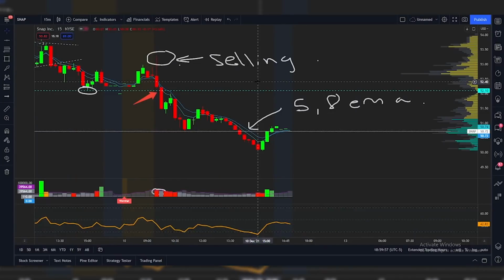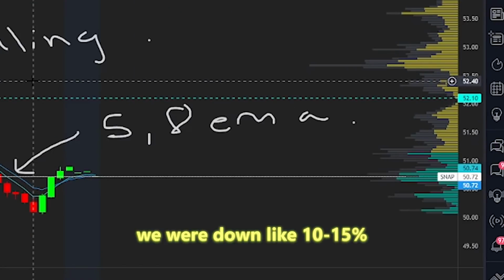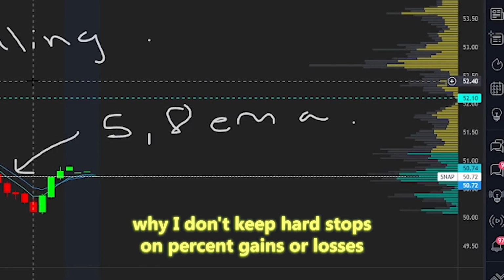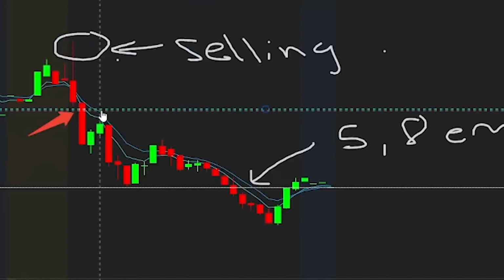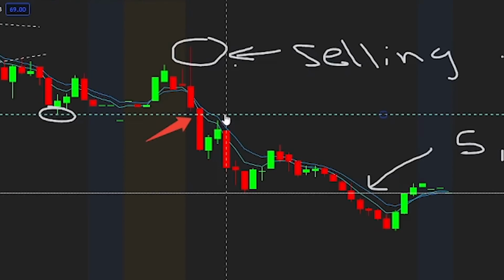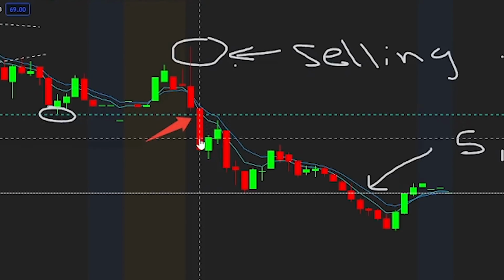First we were down like 10-15%, and this is why I don't keep hard stops on percent gains or losses. I always keep them on just the chart in general, so my stop would have been past this level back up, right? So that's why I stayed in. Immediately we were down while it was wicking, and then it came back down, right?